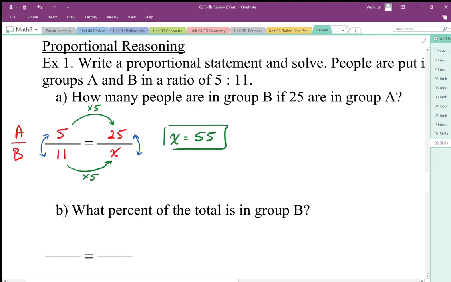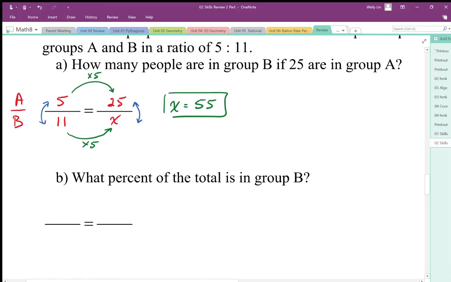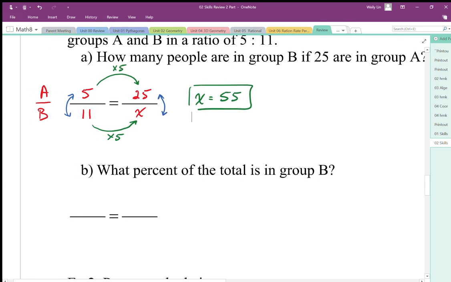So my ratio can be set up as a proportional equation or equivalent fraction equation. So it says here, what percent of the total is in group B? So to get the percentage, I need to compare B to all. So if I'm going to compare B to all, I'm going to have 11 on top. All would be 16 on bottom. And working that out gives me my percentage.